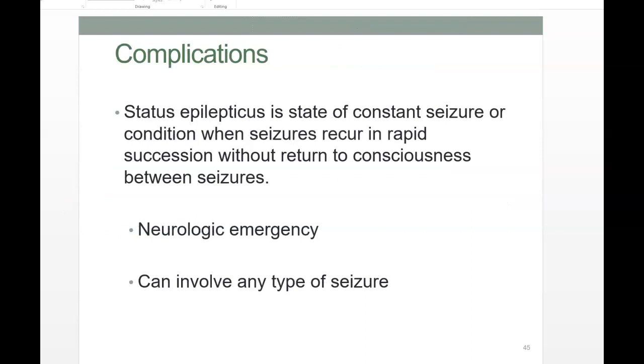Complications of seizures. Status epilepticus is a state of constant seizure, or a condition when seizures recur in rapid succession without return to consciousness between the seizures. This is a neurological emergency, and it can involve any type of seizure. It used to be described as a seizure that lasted longer than 30 minutes. However, now a seizure that lasts longer than 5 minutes is classified as status epilepticus.